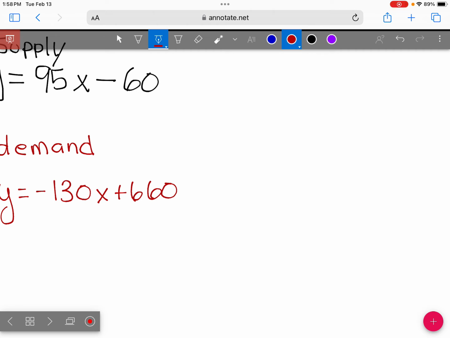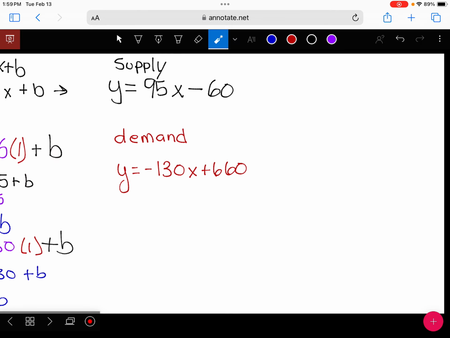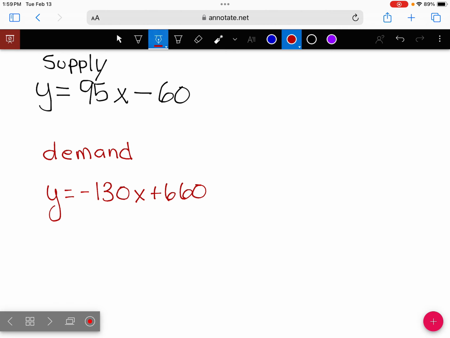So then what we want to do is find the point called the equilibrium. What that means is I want to know when the supply and demand are exactly the same. So I want to know where they cross. I want to know when the supply equals the demand. So if I want to know when supply equals the demand, what can we do? I want to know the point where they cross. How can I find that out?